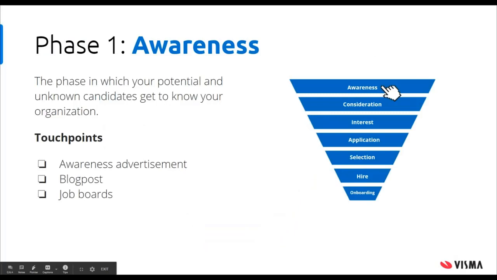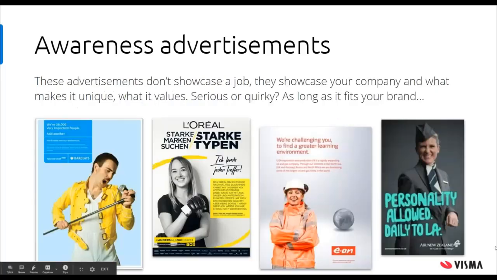So the first one is the awareness phase, and that's the phase in which your potential and unknown candidates get to know your organization. So very broad, very getting to know us on a first base. So what are the touch points that you can identify in this awareness phase? There's 3 touch points that we have found, which is the awareness advertisements, a blog post, and some job boards where candidates may encounter you as a brand.